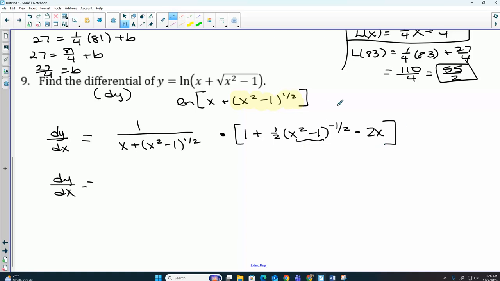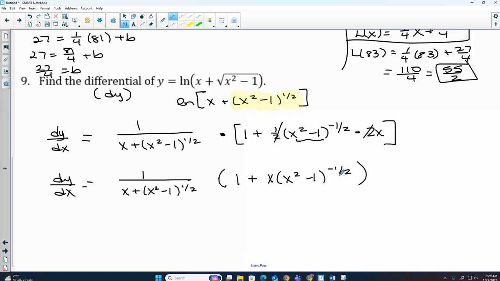So when I do that, 1/2 times 2, that would cancel. Okay, this is all times 1 plus, you could leave it as x times x squared minus 1 to the negative 1/2. You could, negative 1/2 would move it down underneath, so either way. But the actual differential, all you have to do is tell me dy.